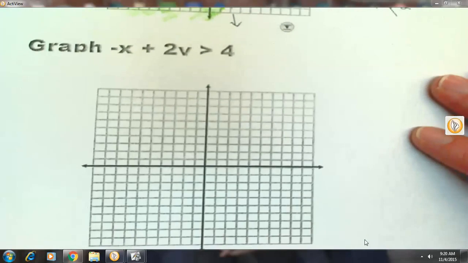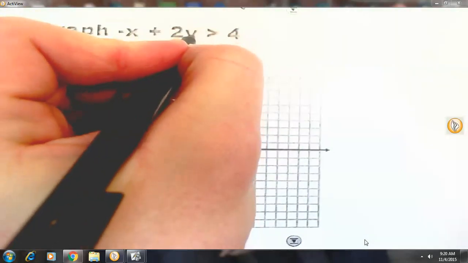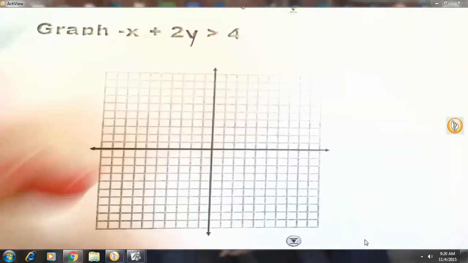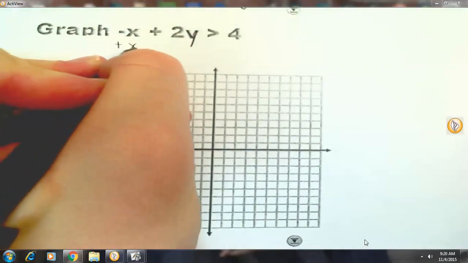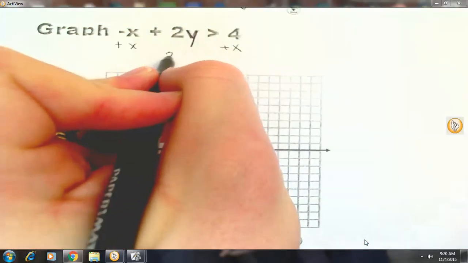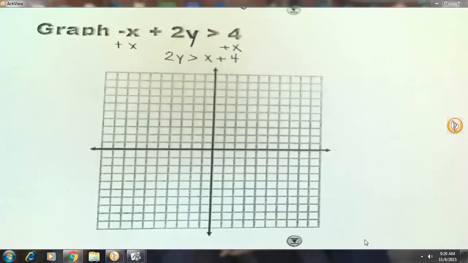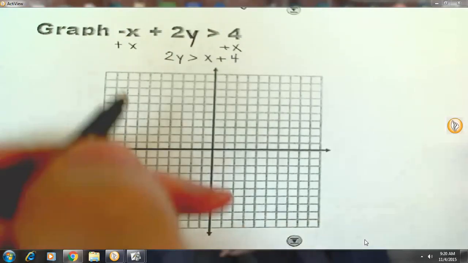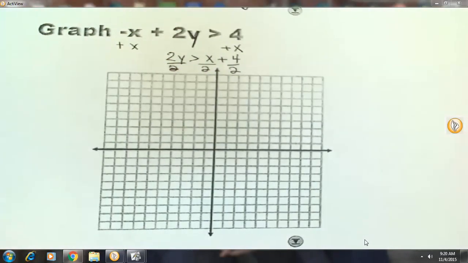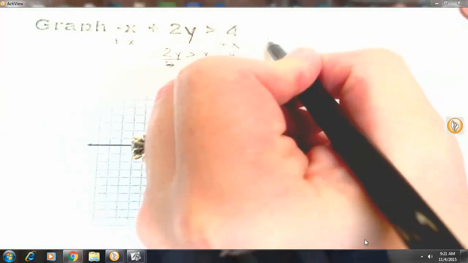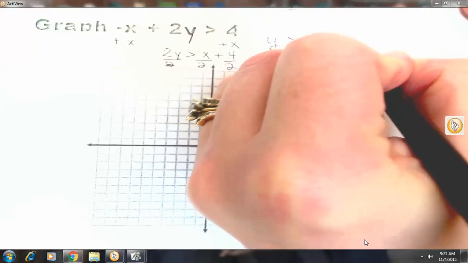Let's look at the one down here below. I'd like to go ahead and put this into slope-intercept form. This looks like a V here. Does yours look like a V instead of a Y? It should have been a Y. It just got cut off. Let's put this into slope-intercept form. I'm going to start by adding x to both sides. So I have 2y is greater than x plus 4. We're solving for y, so the next thing we'll do is divide by 2.